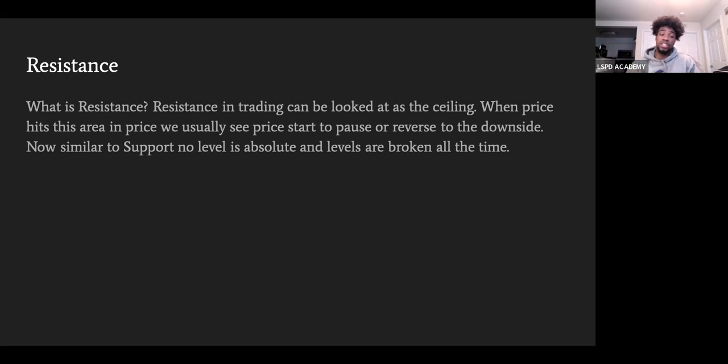Resistance, think of your resistance as price hitting its ceiling, right? So think of price moving to the upside, very bullish. All of a sudden, it hits this area in price where it can't really break through, and now we're seeing price either pause or potentially reverse from this level, or even potentially break through. Like I say, no level is absolute. But the general consensus for a resistance zone is that price gets to this zone and rejects from it.